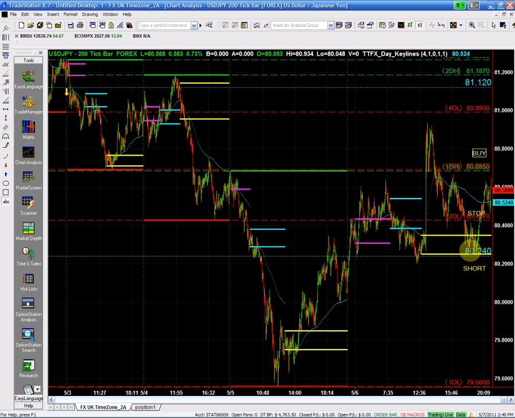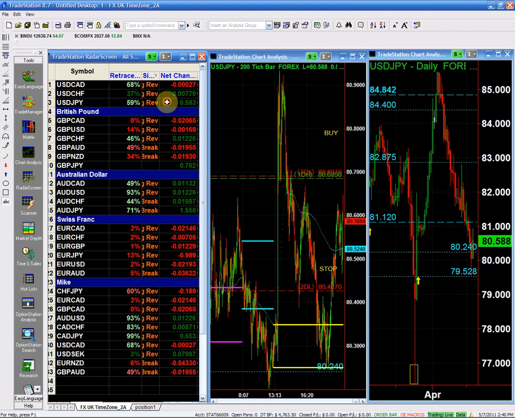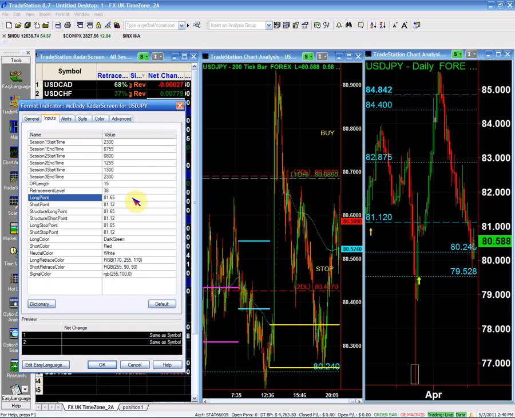So I'm going to be buying the dollar yen above 80.80. And if that's the case, I'm placing my stop below 80.52. And I'm only going to go short below 80.20, and I'm going to place my stop above 80.45. My short stop is 80.45. My structure long to the upside is now the 81.12.